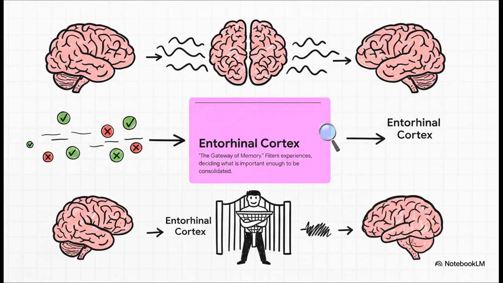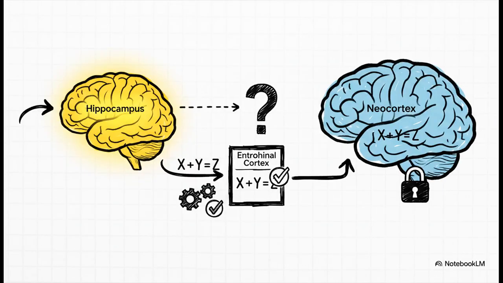Now, a key player in this circuit, maybe the most important player, is the entorhinal cortex. It's often called the gateway of memory, and for good reason. This structure acts as a critical filter. It's basically assessing the importance of every experience, deciding if it's significant enough to be fully consolidated by the hippocampus, and maybe even nominated for permanent storage up in the neocortex. You can literally think of it as the brain's bouncer, deciding which memories are important enough to get into the club. Let's watch this whole process in action with a real-world example.